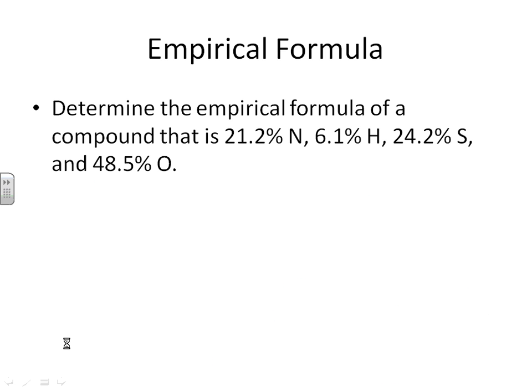Determine the empirical formula of a compound that is 21.2% nitrogen, 6.1% hydrogen, 24.2% sulfur, and 48.5% oxygen. There are 4 elements in this compound. Big whoop, doesn't matter. We're going to do the exact same thing, so we have 4 elements instead of 2. It's the same exact type of problem. Going to start the exact same way. 21.2% nitrogen, we're not going to say percent, we're going to say grams. And we're going to turn it into moles.